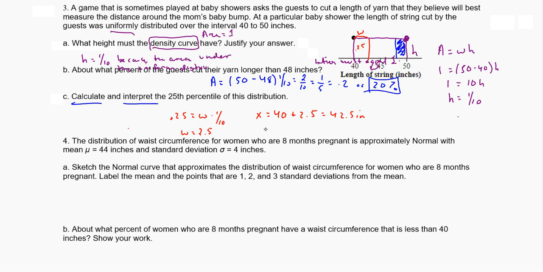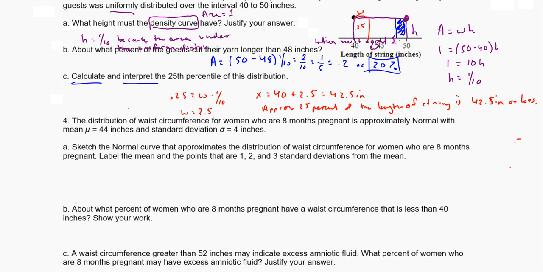So what is that? Approximately 25% of the length of string is 42.5 inches or less, and that's what a percentile is. So approximately 25% of the lengths of string are 42.5 inches or less. I hope that helps you out.